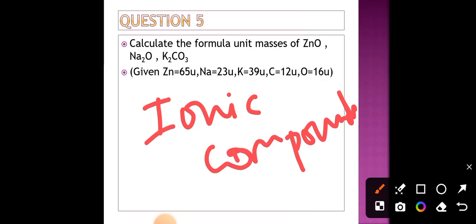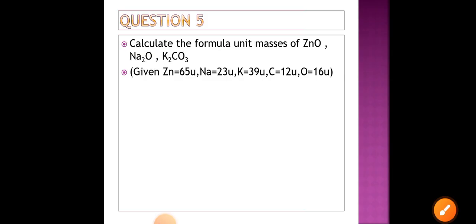Usually a bond is formed between a metal and a non-metal. See now, zinc oxide, zinc is a metal, oxygen is non-metal. Sodium oxide, sodium metal, oxygen non-metal. Potassium carbonate, potassium is metal, carbonate is a non-metallic ion, right? So whenever this type of bond is formed between metal and non-metal, it's called, I'm sorry, ionic compounds, ionic bond. Okay, so whenever we're dealing with ionic bonds, we usually refer to it as formula unit mass.